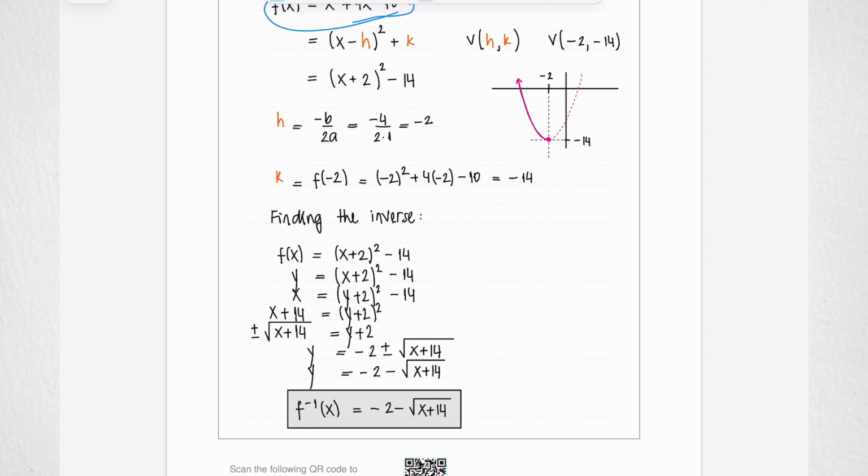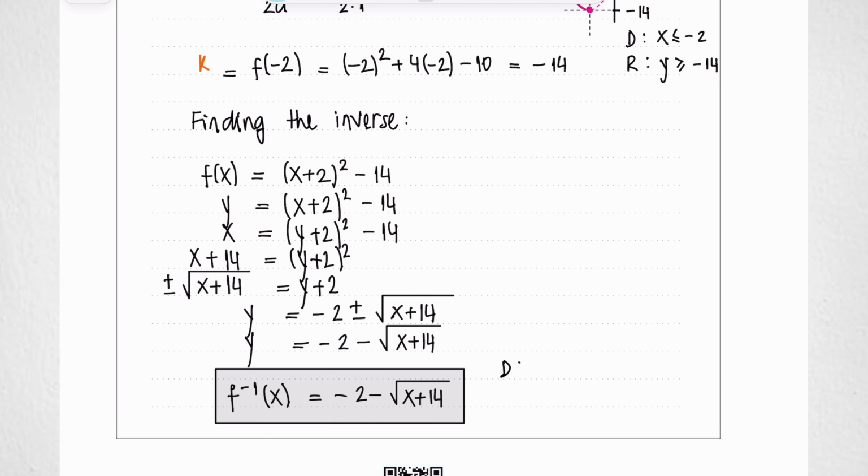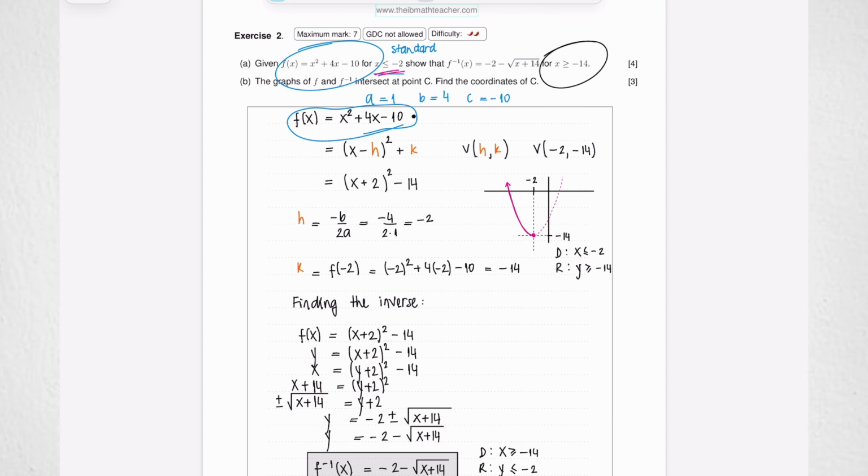Now, we have the inverse here, which means that we can find also its domain, but we don't have to actually. And why is that? We have the domain of the original one, and we have the range of the original one as well. y has to be greater than or equal to negative 14. That's exactly what we see in this graph right here. All the y values of this curve are greater than or equal to negative 14. And that means, and now we switch, the domain of this function is x greater than or equal to negative 14, and the range, y, should be less than or equal to negative 2.